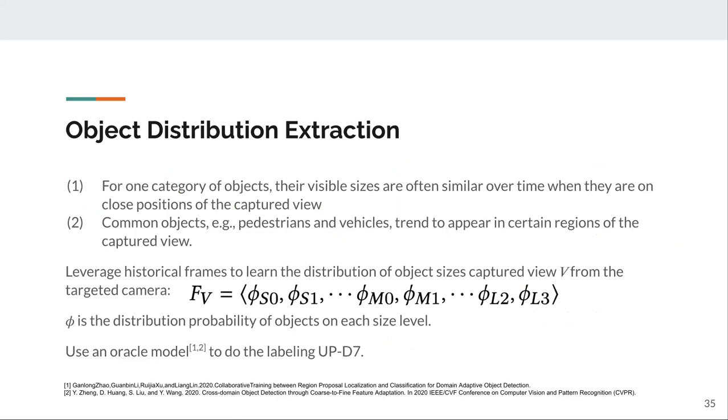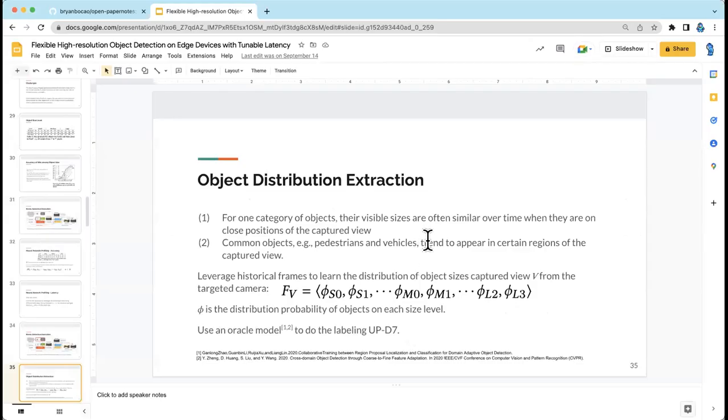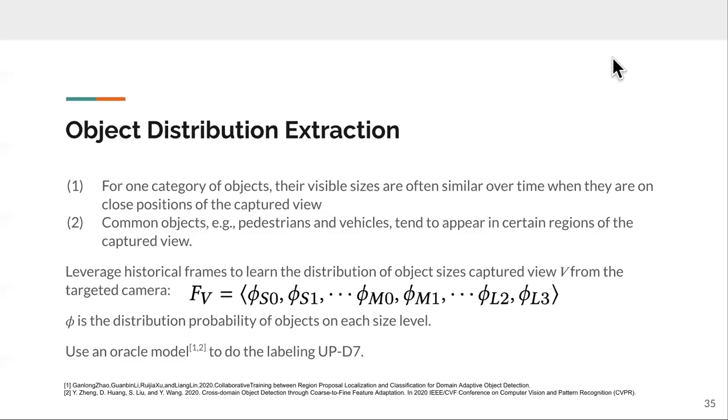Then for one category of objects, their visible sizes are similar over time when they are in close positions of the capture view. Some common objects such as pedestrians and vehicles tend to appear in certain regions of the capture views. So we leverage historical frames to learn the distribution of object sizes in the captured view V from the targeted camera.